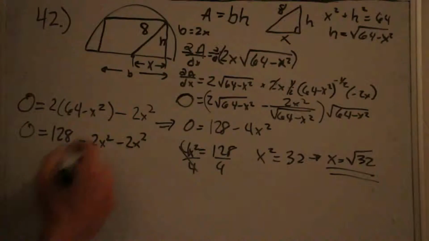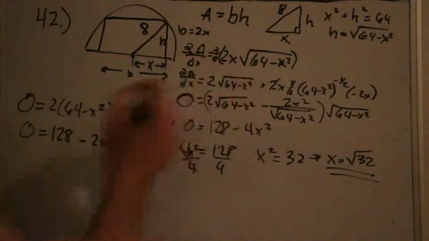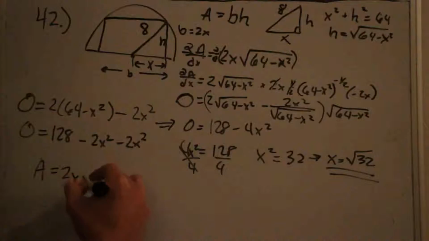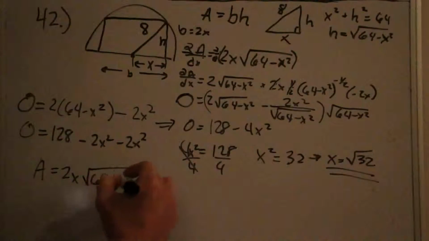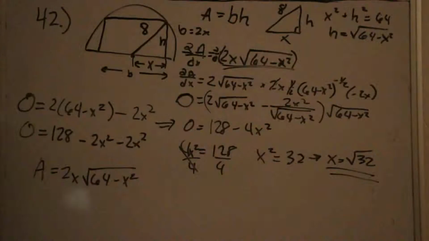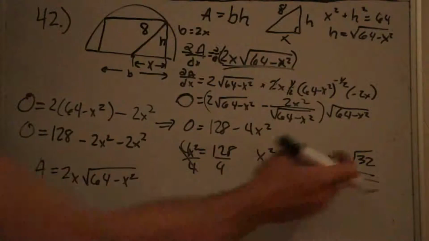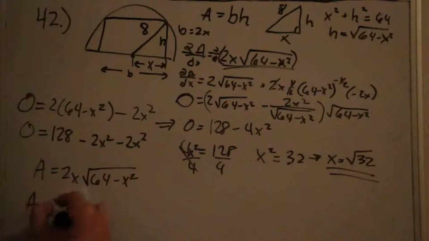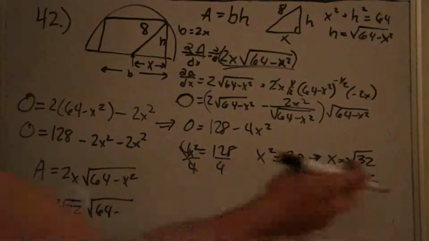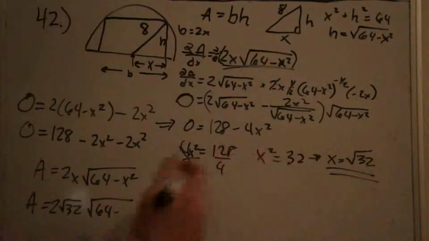So b equals 2x, and remember my area equation is area equals 2x times the square root of 64 minus x squared. That's what I figured out right here. So to find my area, now I just plug in x. And so area equals 2 radical 32 times the 64 minus, well, x squared. If x is radical 32, then x squared is 32.